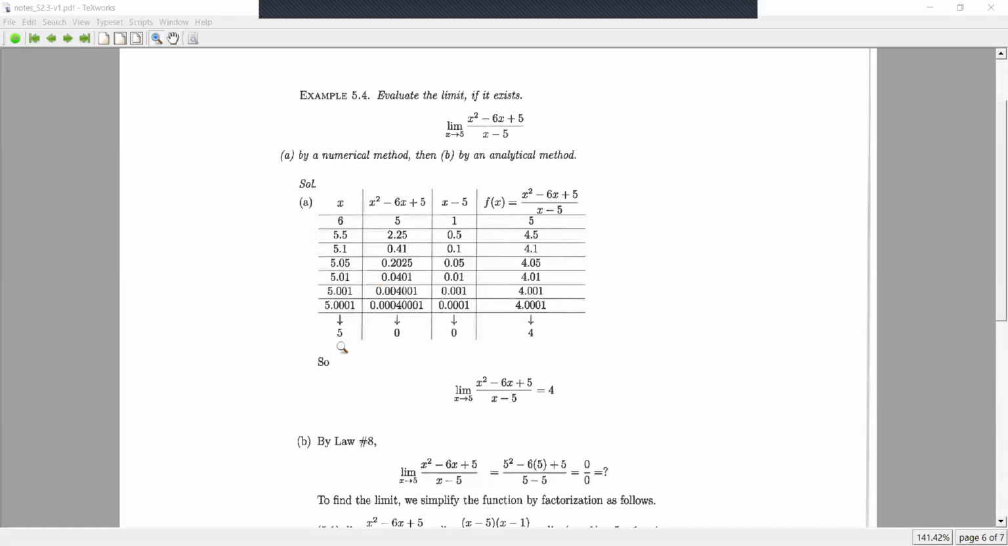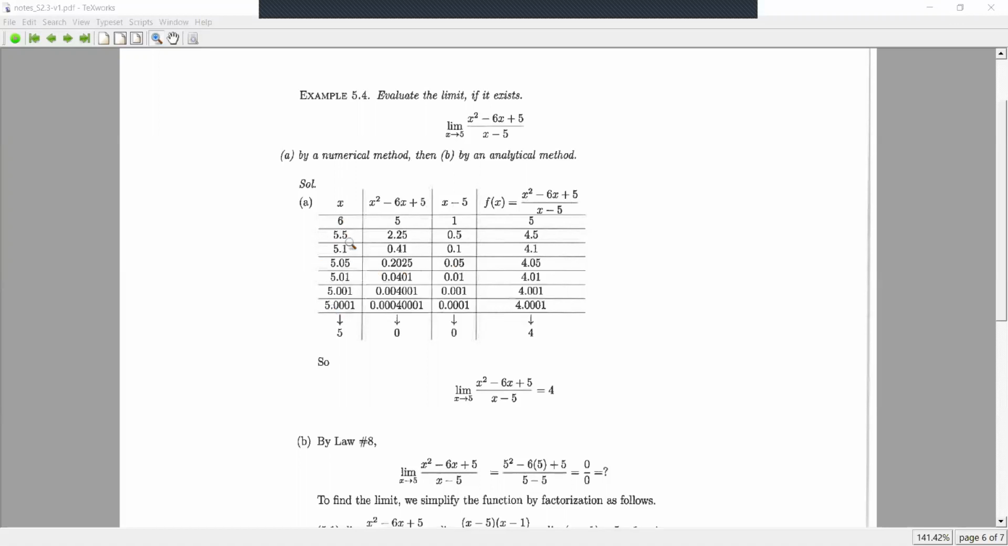The first column of the table is for the independent variable x. Second column for the numerator of the function. The third column for the denominator of the function. Then the last column is for the function. Now I let x approach the point 5 by taking on these numbers. Then I use a calculator to evaluate the values of numerator, denominator, and the function at these points.